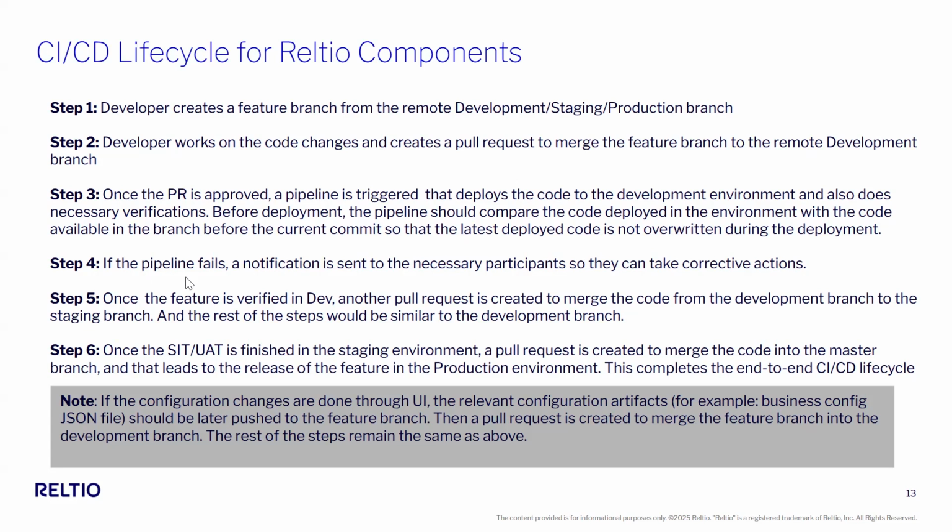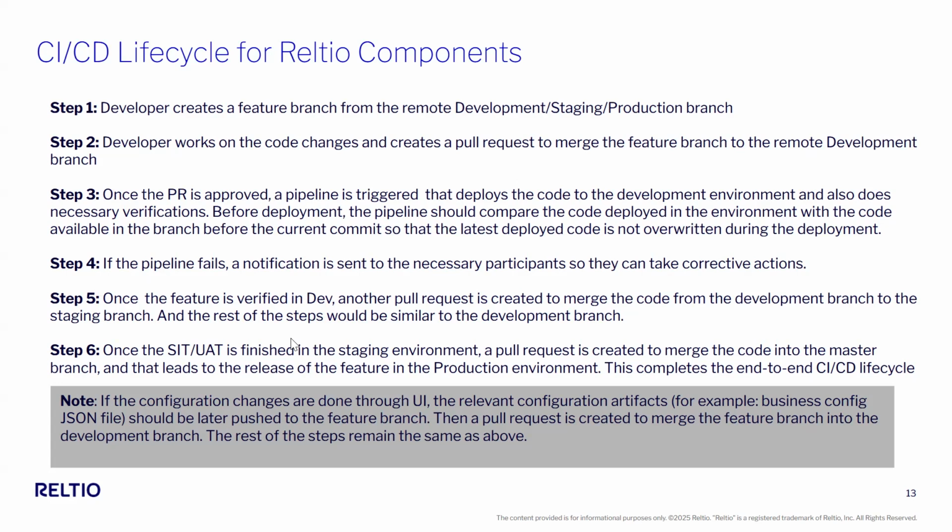If the pipeline fails for any reason, a notification should be sent to the necessary participants to take the corrective actions, right? This can also be incorporated, and this is available out of the box in most of the popular CI/CD tools.